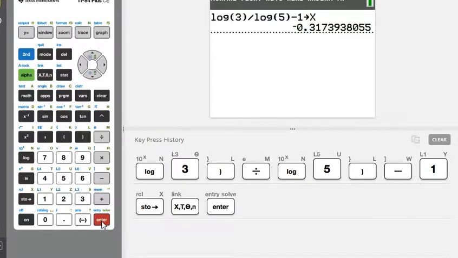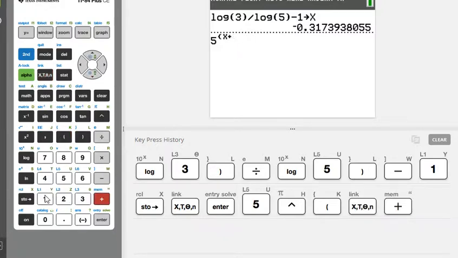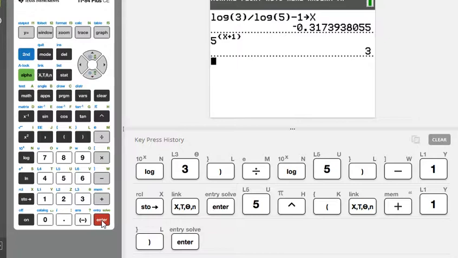And bam. That gives you your value, and then you can check it by typing in the left-hand side of the equation. 5 raised to the x plus 1. Now, if you don't have a calculator that gives you the exponents like I do here, the nice fancy ones, if it gives you a little caret like this right here, then what you would need to do is put parentheses around your x plus 1. So x plus 1, and then press enter, and it should give you 3, just like before.